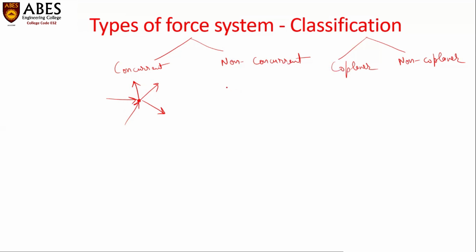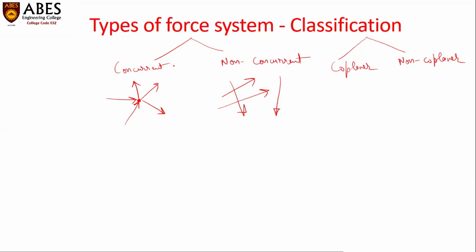Contrary to this, a system can be considered a non-concurrent force system in which the lines of action of all the forces do not pass through a single point. There may be different intersection points, but all forces are not passing through a single point. So this is a non-concurrent force system. Coplanar and non-coplanar, I already discussed.